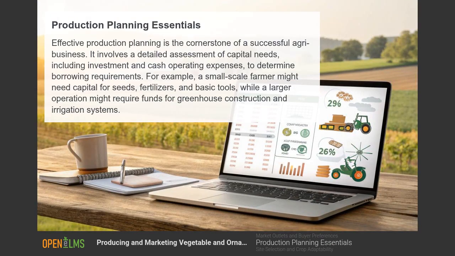Production planning essentials. Effective production planning is the cornerstone of a successful agribusiness. It involves a detailed assessment of capital needs, including investment and cash operating expenses, to determine borrowing requirements. For example, a small-scale farmer might need capital for seeds, fertilizers, and basic tools, while a larger operation might require funds for greenhouse construction and irrigation systems.